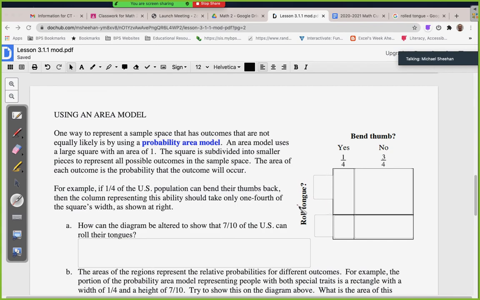All right, and we're going to do the same thing with tongues. We're going to change this to show that 7/10 of people in the U.S. can roll their tongues. So I made a longer section and a shorter section. This is going to be 7/10, and how much is this going to be?